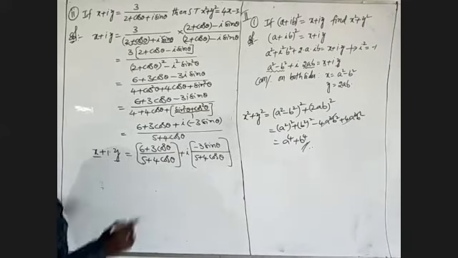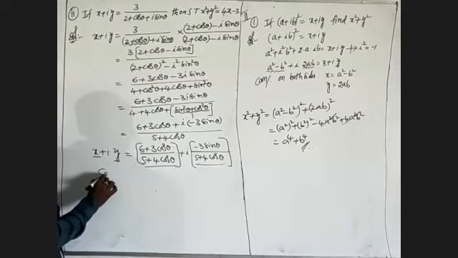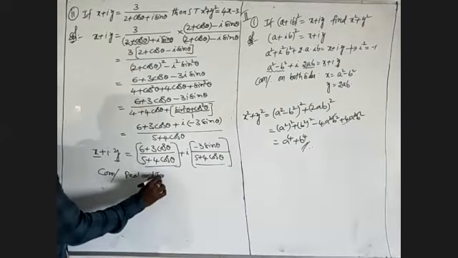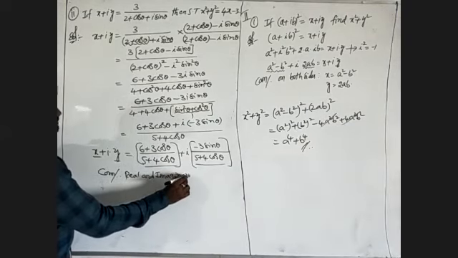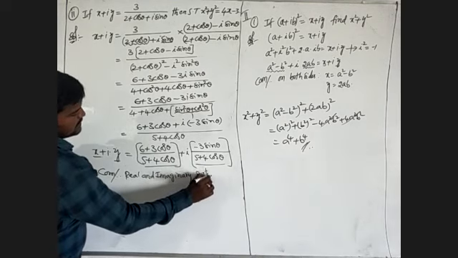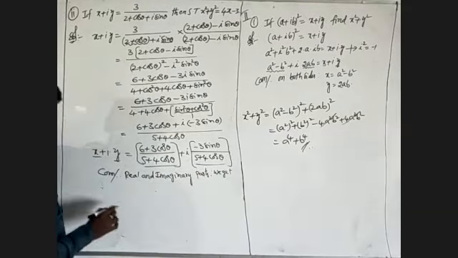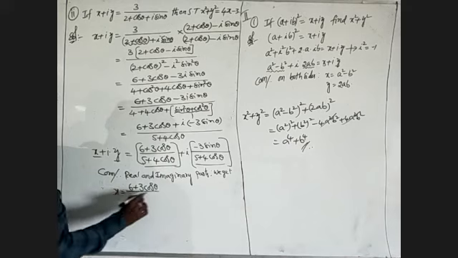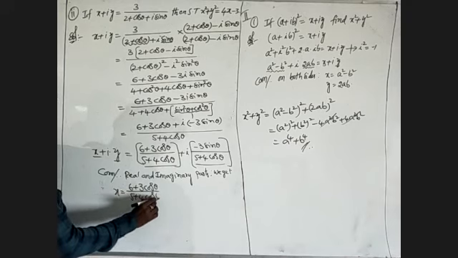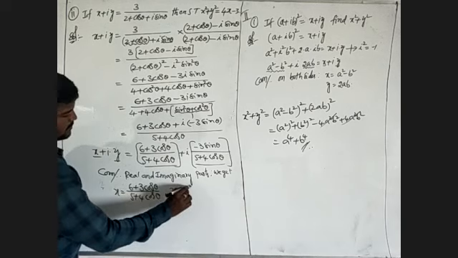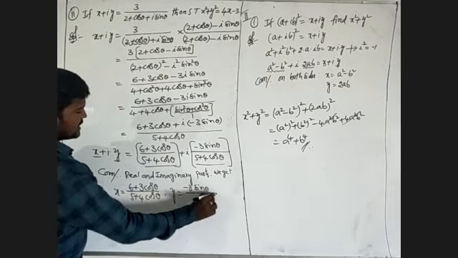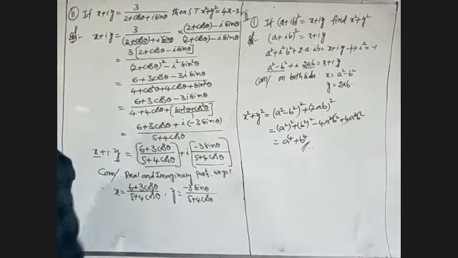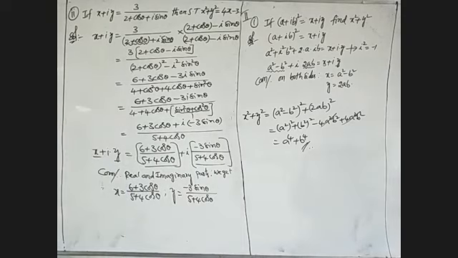Comparing the real and imaginary parts, we get x equal to 6 plus 3 cos theta by 5 plus 4 cos theta. After that, y becomes minus 3 sin theta by 5 plus 4 cos theta. We know the values of x and y, so we have to check them in the given equation.